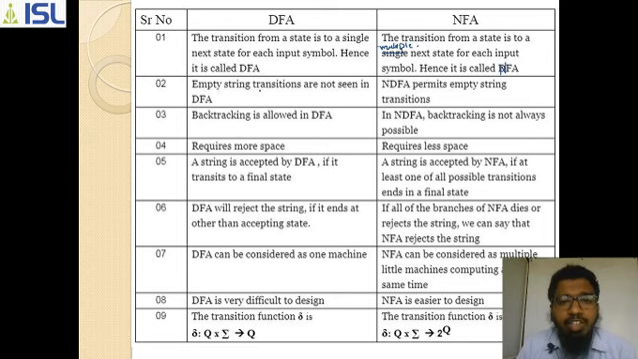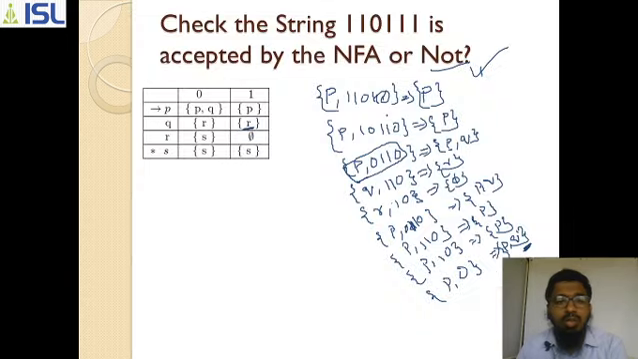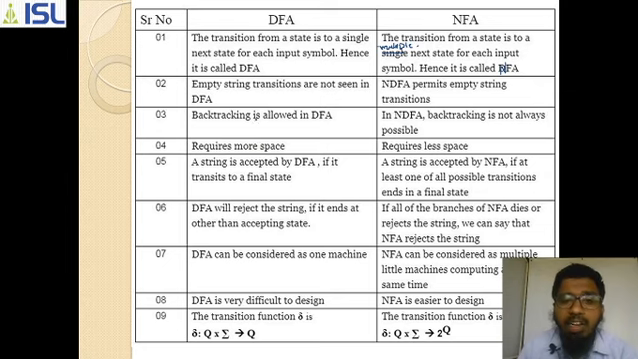Empty string transitions are not seen in DFA, but NDFA permits empty string transitions. So this is called the empty string, but you cannot get it in DFA. Backtracking is allowed in DFA, but in NDFA backtracking is not allowed. It means if you have any mistake, you can go back and continue the procedure. DFA requires more space, NFA requires less space.